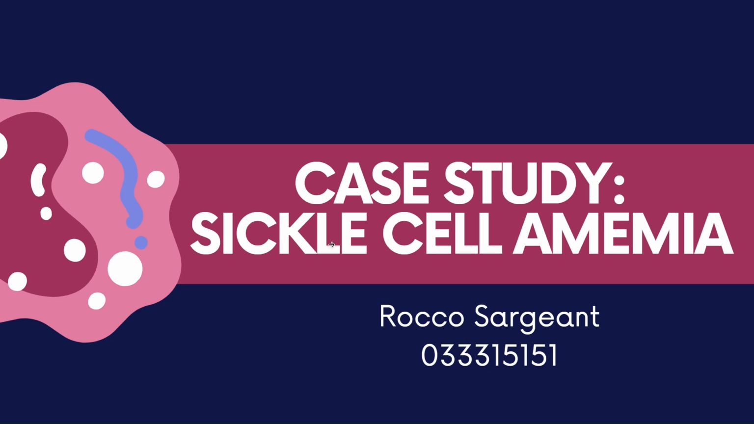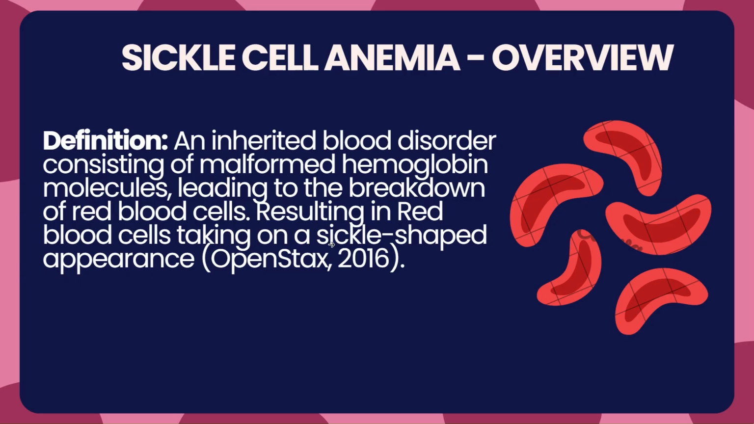Okay, this is my case study on sickle cell anemia. Sickle cell anemia, by definition, is an inherited blood disorder consisting of malformed hemoglobin molecules leading to the breakdown of red blood cells, which results in red blood cells taking on a sickle-celled, or sickled shape, appearance.